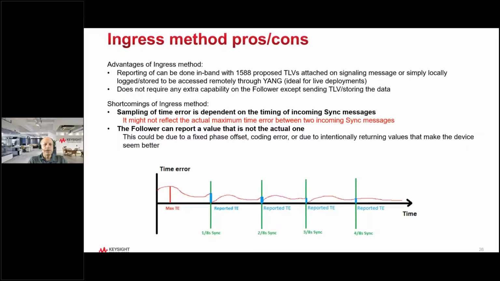Pros and cons. The advantage of the ingress method is that the reporting can be done in band with 1588 TLVs or using any other method. It does not require any extra capability on the follower except having some memory to store this and supporting these TLVs or other messages.